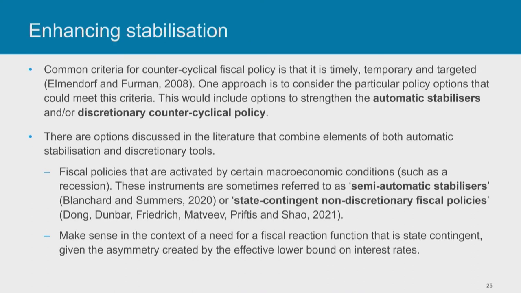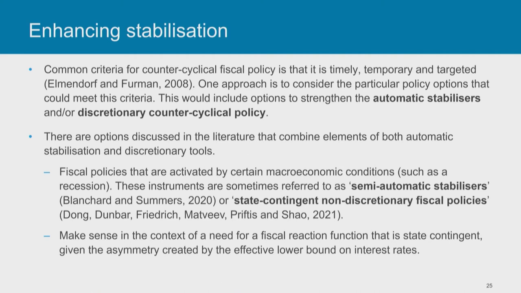So common criteria for countercyclical fiscal policy is that it's timely, temporary and targeted. So one approach is to consider the particular policy options that would meet these criteria. This would include options to strengthen the automatic stabilisers or discretionary countercyclical policy. But there are also options that combine elements of both automatic stabilisation and discretionary tools. These are fiscal policies that are activated by certain macroeconomic conditions, such as a recession. And these instruments are sometimes referred to as semi-automatic stabilisers or state-contingent, non-discretionary fiscal policies.